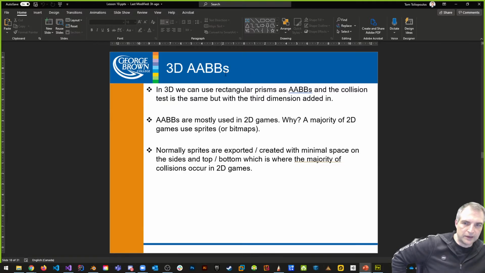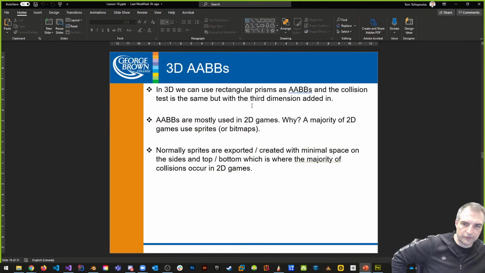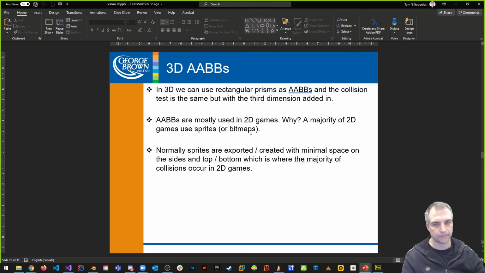When we think about 3D AABBs, we're going to get back to that. It's really the same kind of idea. We can extend the idea into 3 dimensions, because now we have the third dimension and we're projecting onto the z-axis, the x-axis, and the y-axis from all of the verts as well. So it's kind of the same thing. We're going to get back to 3D collision detection in a couple weeks.